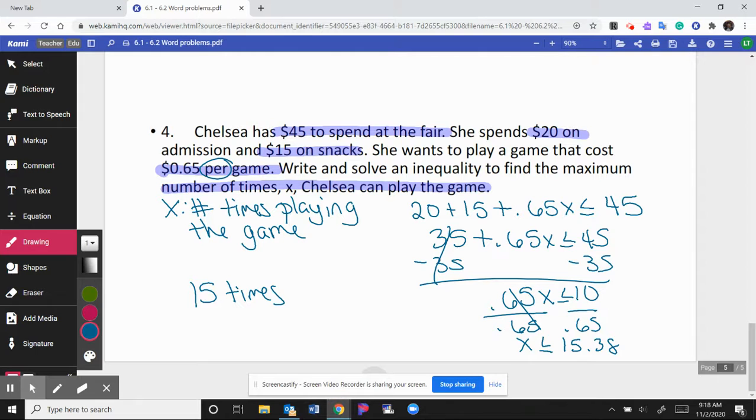But again, we're talking about the number of times playing a game. I can't play the game 15.38 times. So you need to actually write your actual answer here, which is 15 times that Chelsea can play the game. And again, we're rounding down here because she only has $45.